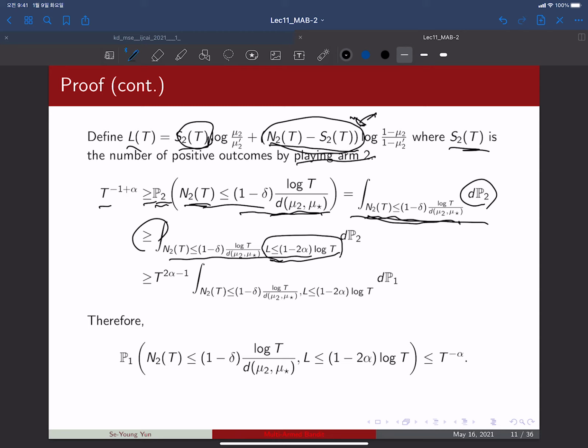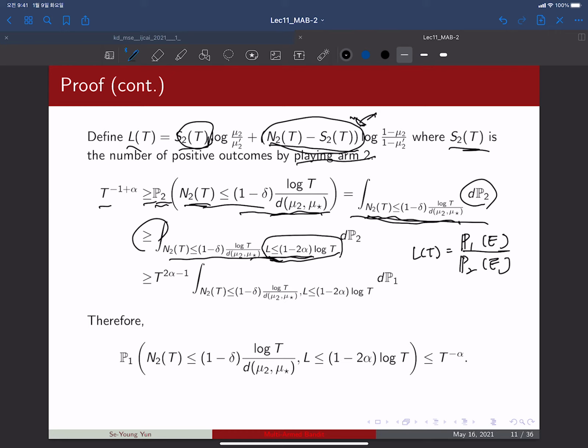Since we assume that L is less than 1 minus 2 alpha log t for this event, the definition of LT is essentially the log of probability 1 over probability 2 of this observed event. Why? The only difference between probability measure 1 and probability measure 2 is mu2 and mu2 prime. We only change that parameter.